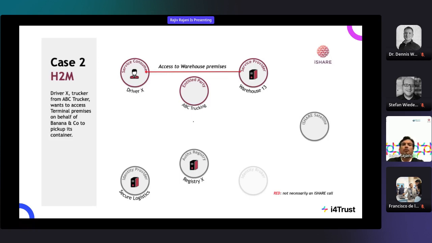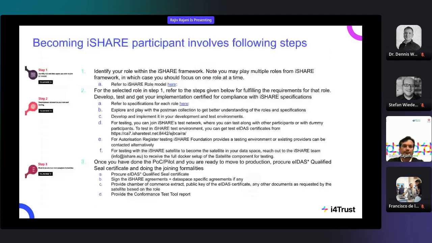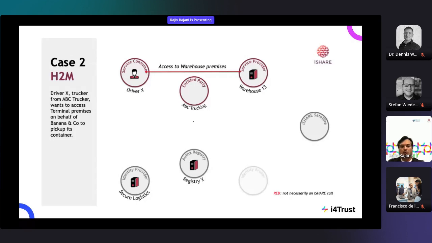So now no more back channel information via phone calls or via emails is necessary, but these use cases can be achieved completely digitally. Yes, that is how the human to machine flow looks like in a sense.